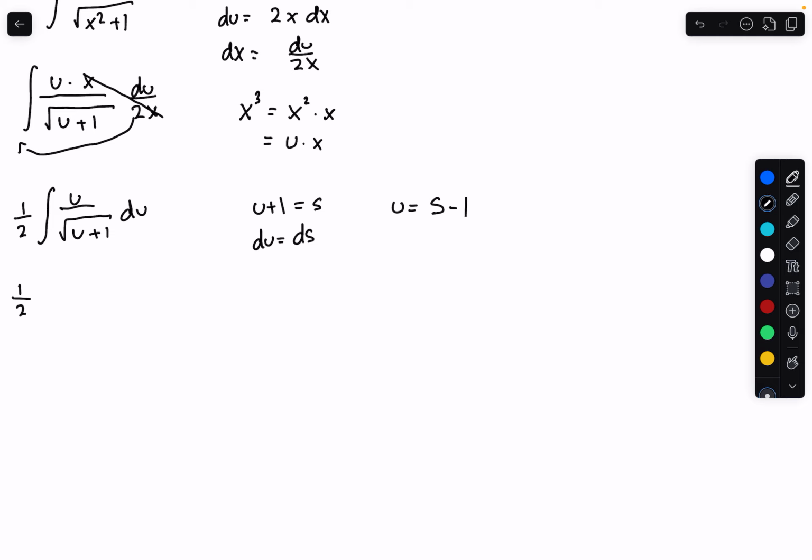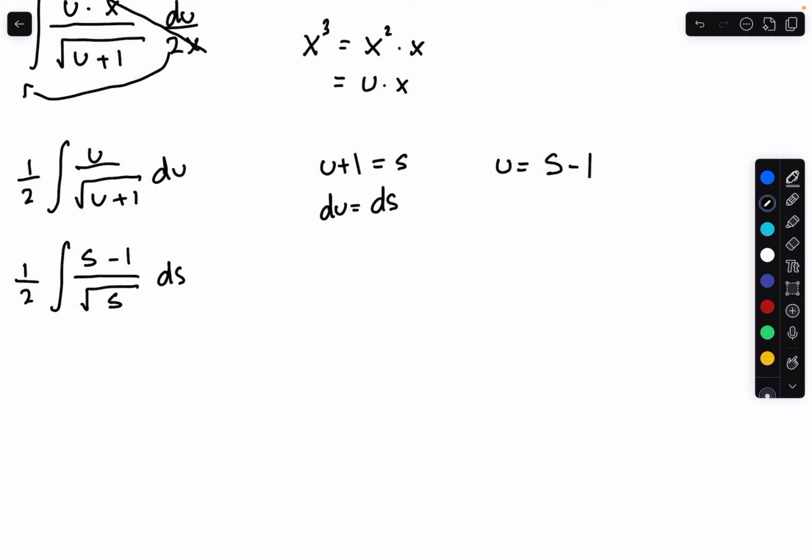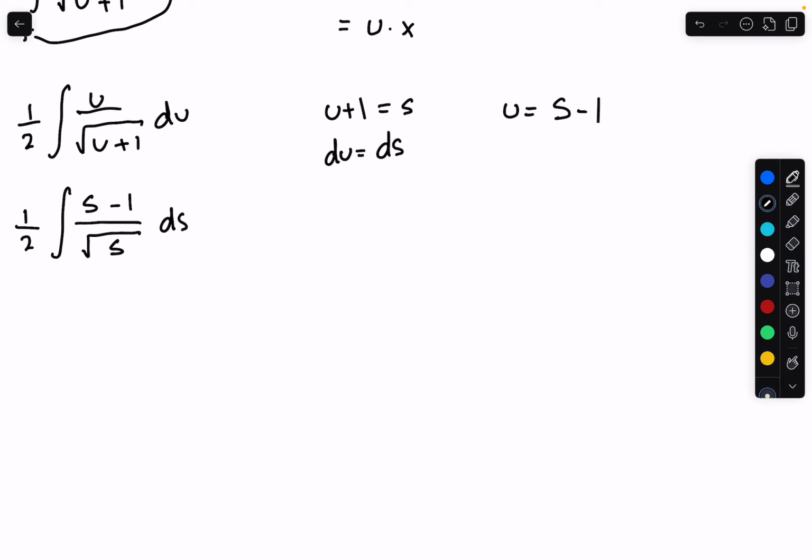We have 1/2 the integral of s minus 1 divided by the square root of s. This is important because it now allows us to break our integral into two separate integrals. We have 1/2 the integral of s divided by the square root of s, minus 1/2 the integral of 1 divided by the square root of s.